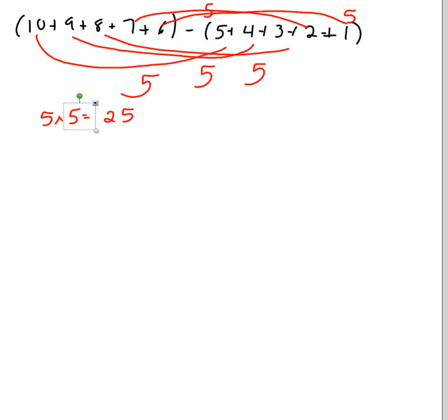Alternately, and probably what most of you did, was just add up what's in the first bracket. 10 plus 9 plus 8 plus 7 plus 6 is 40. 5 plus 4 plus 3 plus 2 plus 1 is 15. And then find the difference between those.